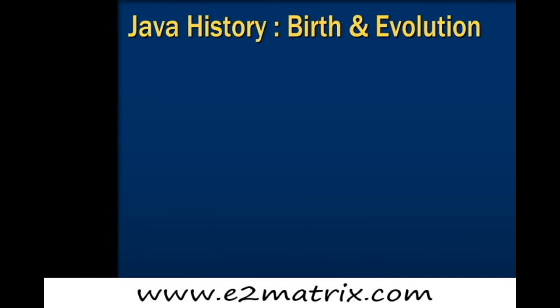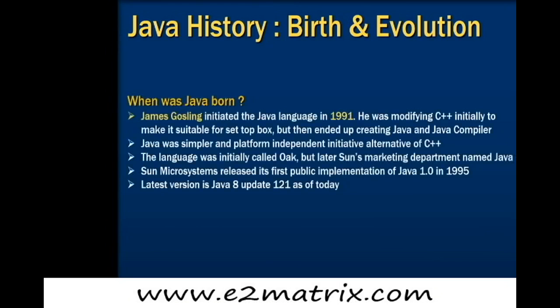Now let's talk about how Java came into place and how it evolved till date. Java was a simpler and platform independent alternative to C++. It was initially developed by James Gosling when he was modifying C++ code to make it suitable for a set-top box. The language was initially called Oak, interestingly because there was an oak tree in front of the developer's window, but later Sun's marketing department named it Java.